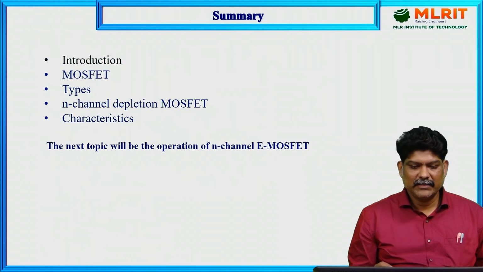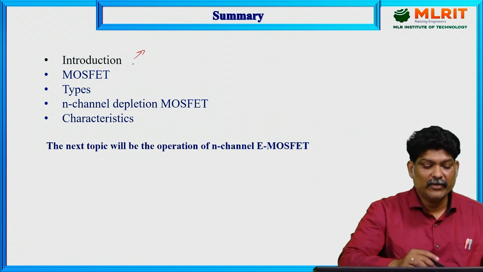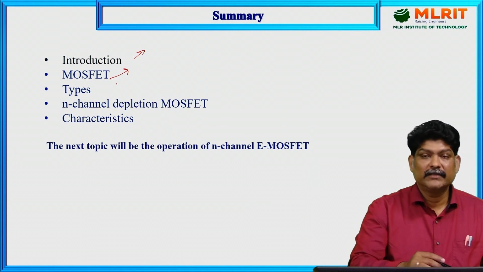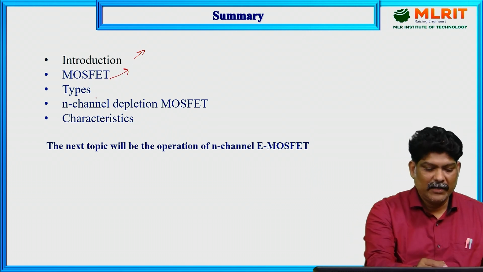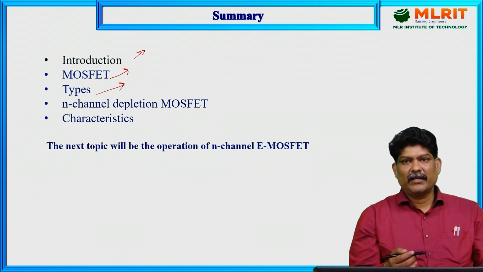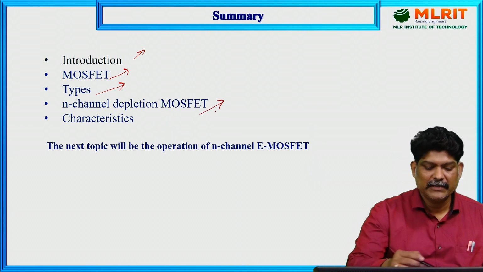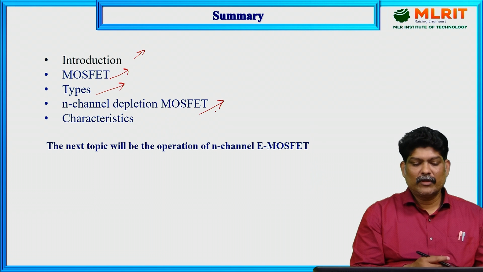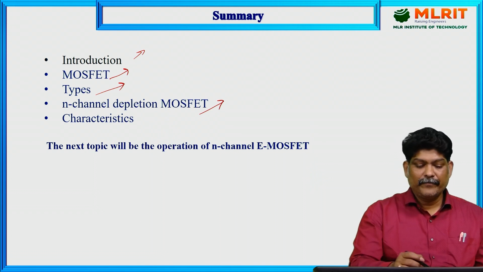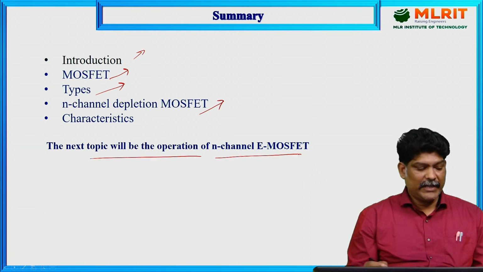So that's all for today's session. We started with the introduction to the MOSFET, and we discussed the internal structure of the MOSFET and the different types of MOSFETs: N channel and P channel, enhancement mode MOSFET, and depletion mode MOSFET. We particularly discussed the N-channel depletion mode MOSFET and its VI characteristics. That's all for today, and the next topic will probably be the operation of the N-channel enhancement mode MOSFET. Thank you.